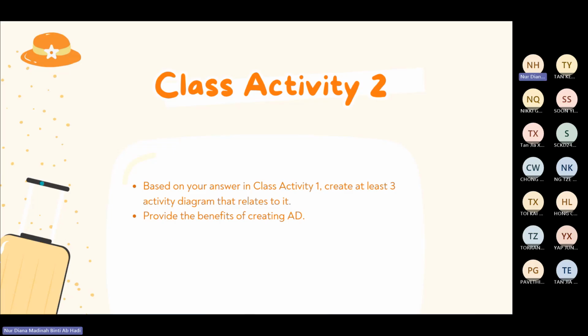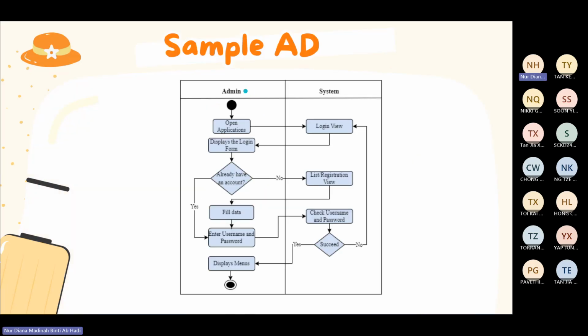If you look at the sample here, you will see the admin is your actor. What will the actor do for the first step? And then which system will be involved, and which activities or processes will be done in the system? Which of the activities will be done by the user itself? So now do it. I give you around 5 minutes to do it.